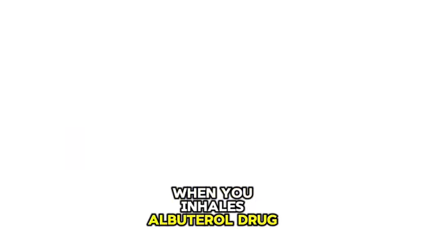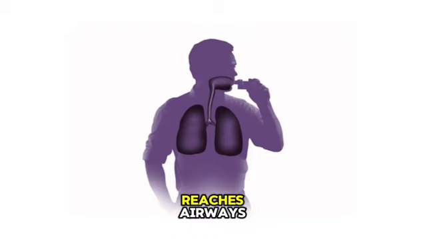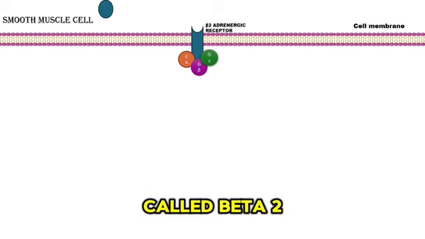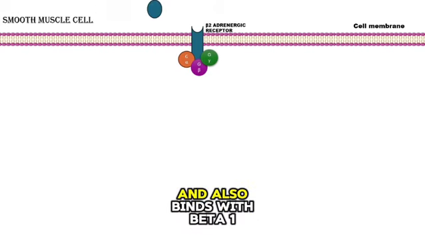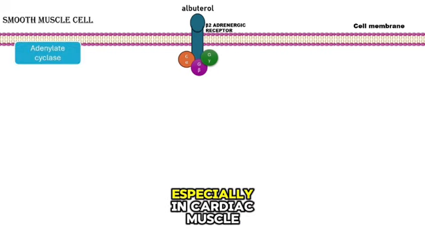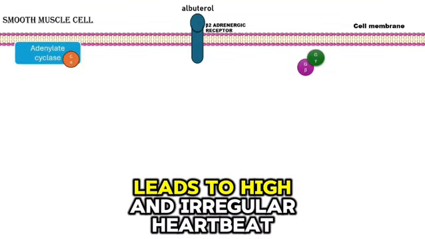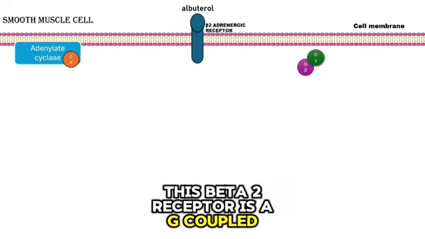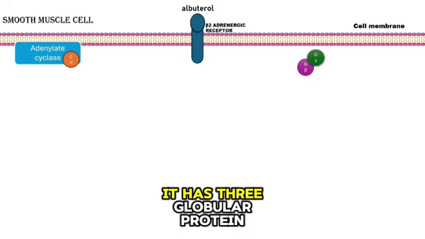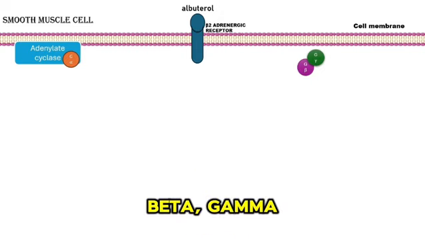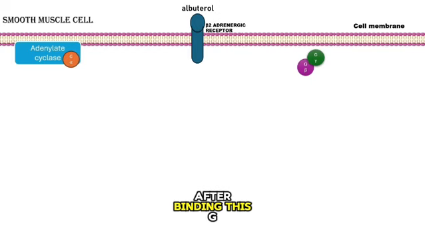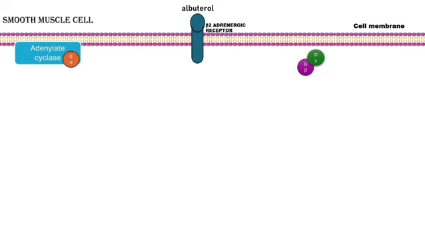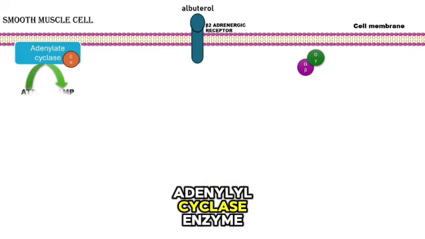When you inhale salbutamol, it travels through the lungs, reaches the airway smooth muscle cell, and binds with its receptor called the beta 2 adrenergic receptor. It also binds with the beta 1 receptor, especially in cardiac muscle, which leads to a higher, irregular heartbeat. This beta 2 receptor is a G protein coupled receptor. It has three globular proteins: alpha, beta, and gamma. After binding this drug, the G alpha monomer gets separated from its receptor and binds to the adenylate cyclase enzyme.